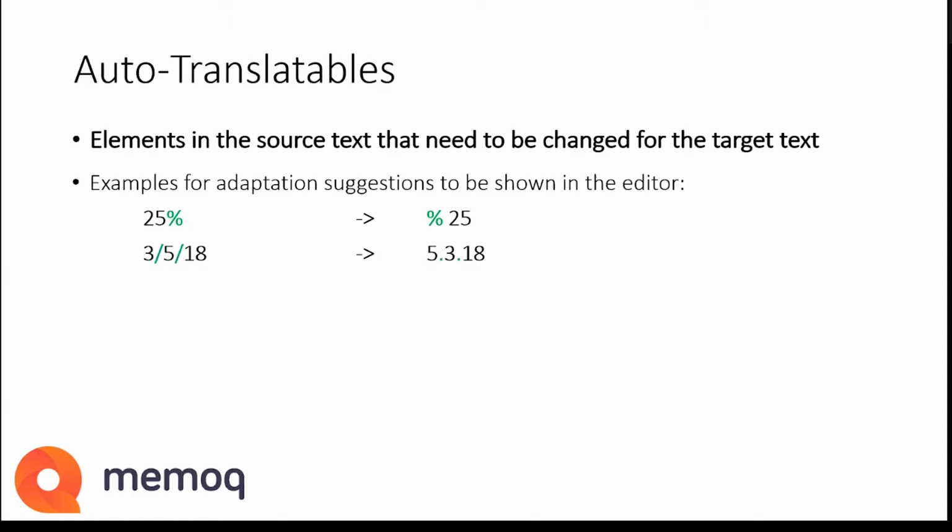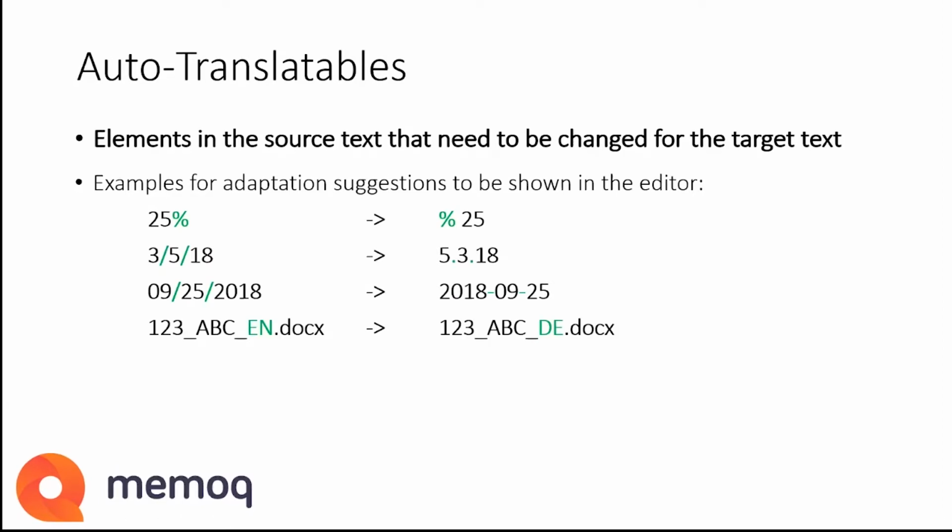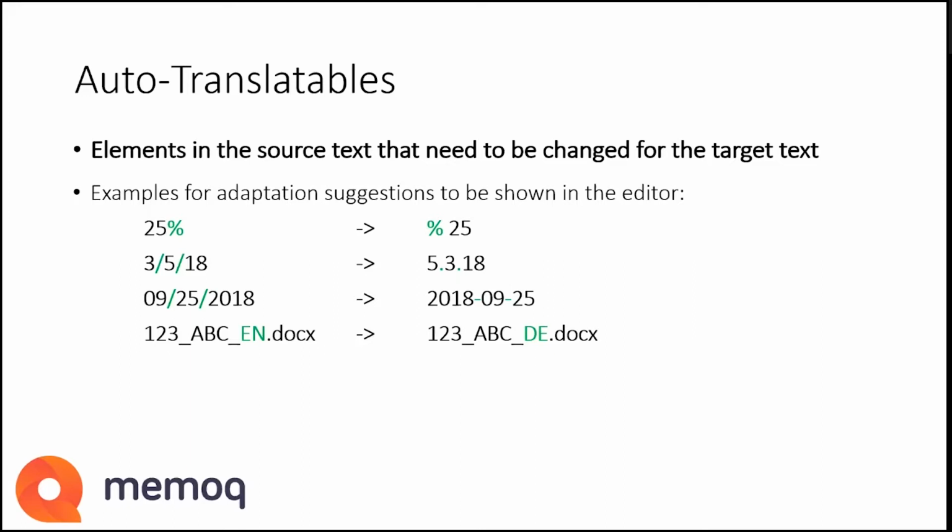Date formats with any kind of delimiters where the delimiter needs to change, or maybe even the sequence of the numbers needs to change. Doesn't matter what the date format looks like, but you need to specify what's the pattern in the source and how you want to reuse the parts in the target and what needs to be changed. Then there could also be something where only a part of the whole expression needs to be changed. We have this file name with an underscore en in the name, and in the translation that needs to change to something else.